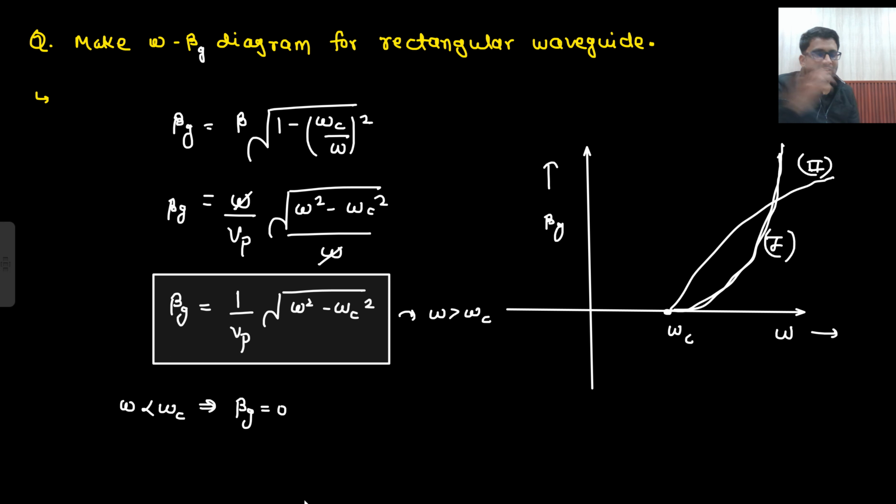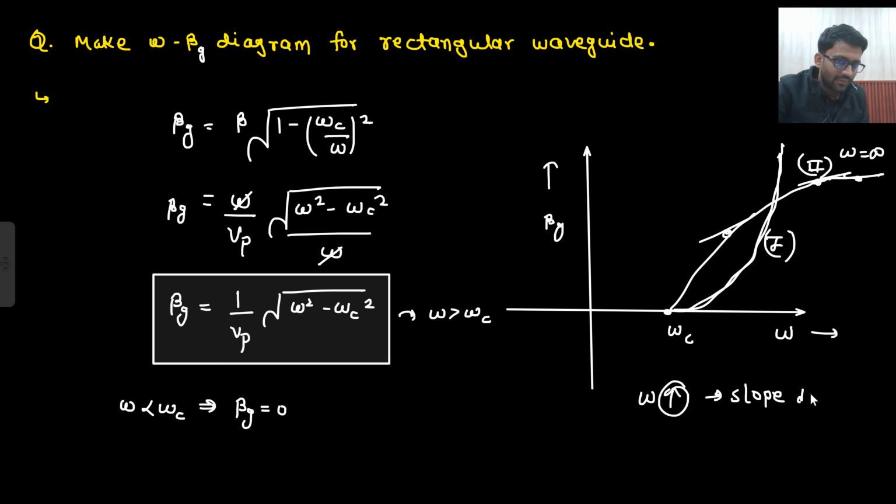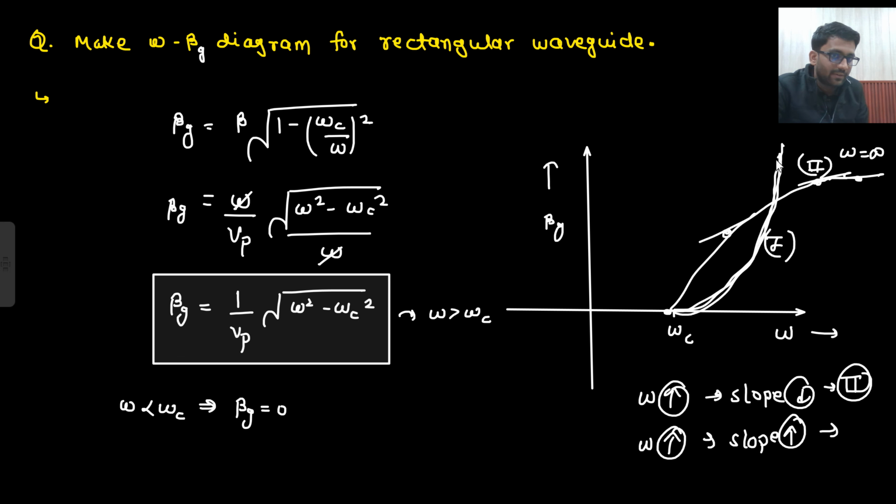So how will I check? I will check the slope, because as per this graph, the slope at omega equals infinity will be some finite value. This is what you call slope, right? So as omega increases, the slope decreases, for which graph? For the second graph. And as omega increases, the slope increases for the first graph, because here this is the slope, then this is the slope. Now the slope is going towards infinity. So for the first graph, the slope is increasing.